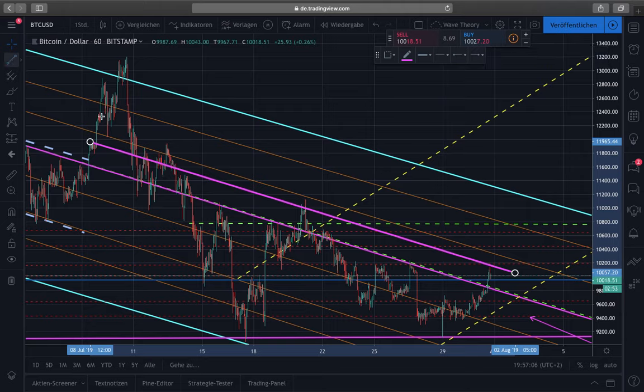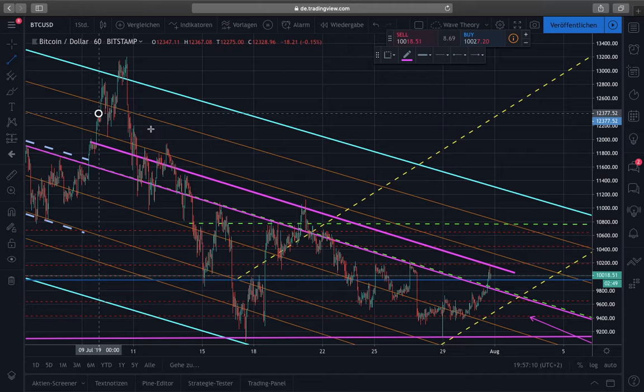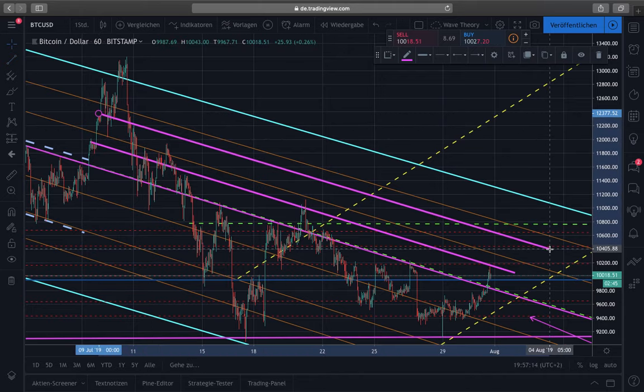Now when I make a new line, as you can see, this is the next point where we fall down or where we see resistance. So again, parallel to this orange line. And as you can see, there it was, resistance, support. So again, a very important line.